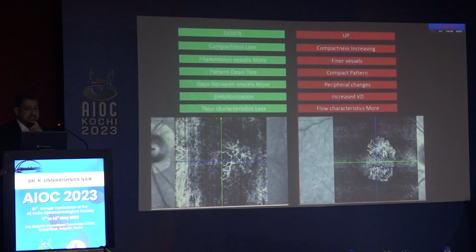A fragmented vasculature. So again, when the thing is improving or it is down-regulating or going away, it becomes less compact, more filamentous, a dead tree pattern, gaps are more. And when it is up-regulating or recurring, it becomes more fibrillary, more compact, peripheral changes are more, the vascular density is more.